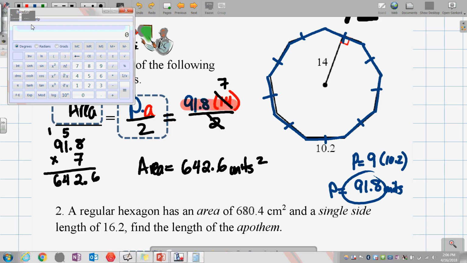Some of you are freaking out that we didn't do a calculator, so I'll show you on a calculator as well. 91.8 times 14 divided by 2. See, it is possible to do it without a calculator.